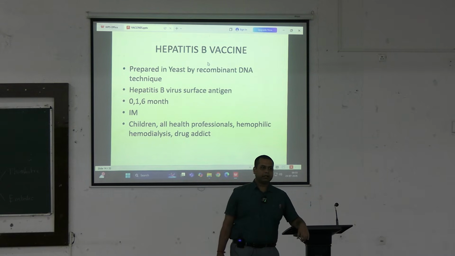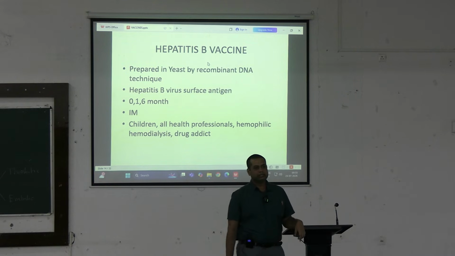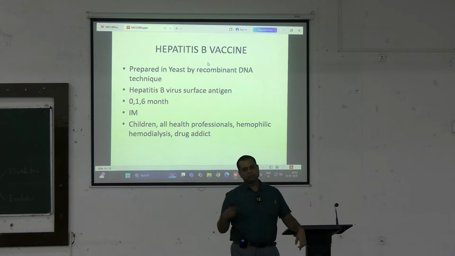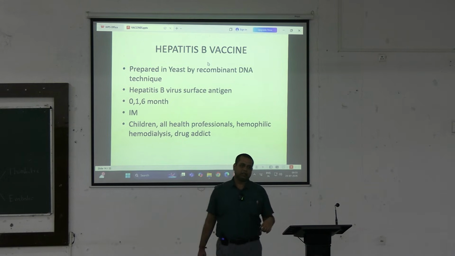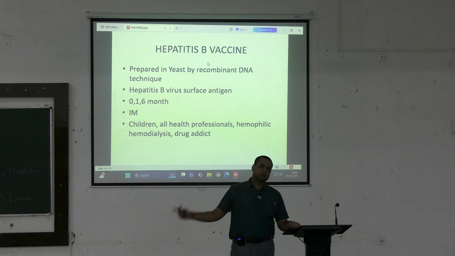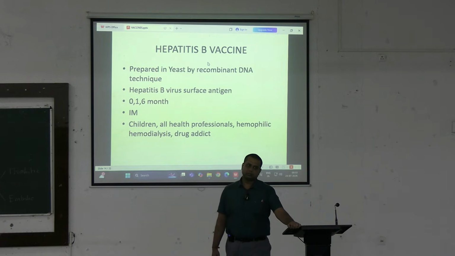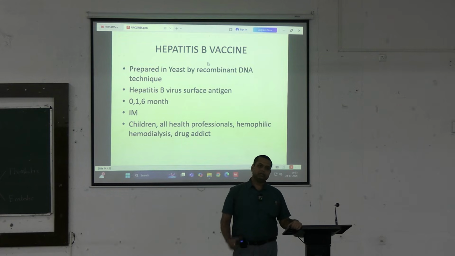So how is this hepatitis B vaccine prepared? It is prepared by recombinant DNA technology. The gene for this surface antigen is incorporated into yeast, and the yeast starts to produce this surface antigen, and this surface antigen is then injected into the body. That leads to an immune response. That is how immunity is obtained. ঠিক আছে?